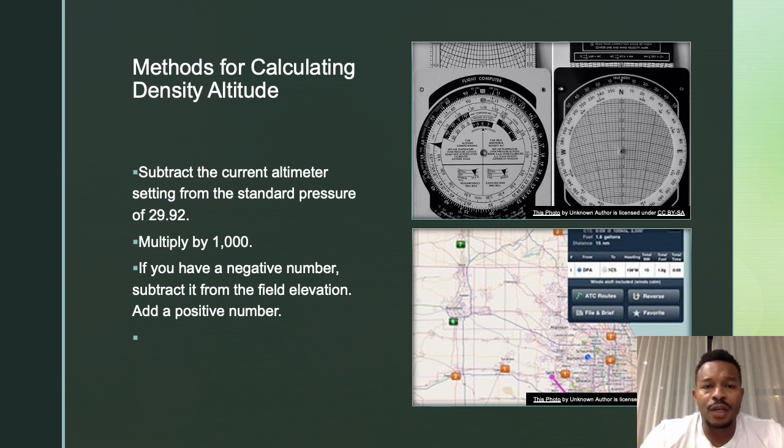Another method of doing it is going to be your E6B, as we call the whiz wheel. It's basically a simple calculator used to help you determine density altitude if you do not have electronic sources, or if you think that this method would be easier or quicker than writing down the calculations.